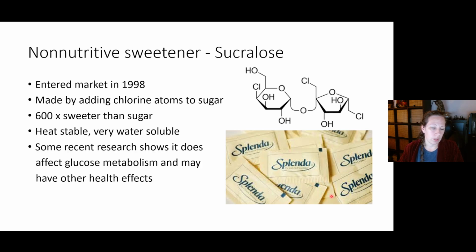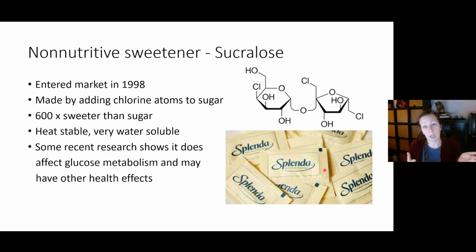I will say with sucralose, there is some recent research that shows that it might actually affect glucose metabolism, which it wasn't thought to before, and it may have other health effects. So it was thought that because of these chlorines, the body just completely didn't recognize it and it passed through the body without being metabolized at all. And there's some recent research that suggests that might not be the case and that it might have other health effects. Now, this research is conflicting, so this is the problem with scientific research: you'll have some research studies that say one thing and some that say the opposite.